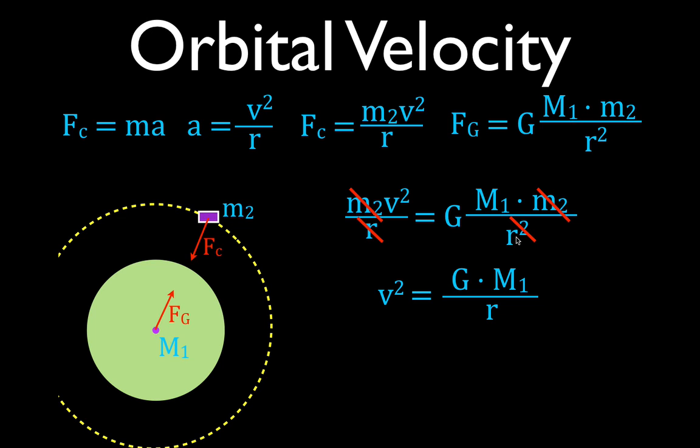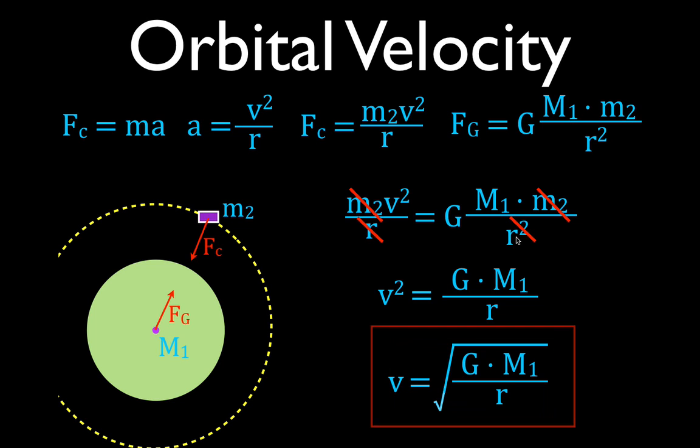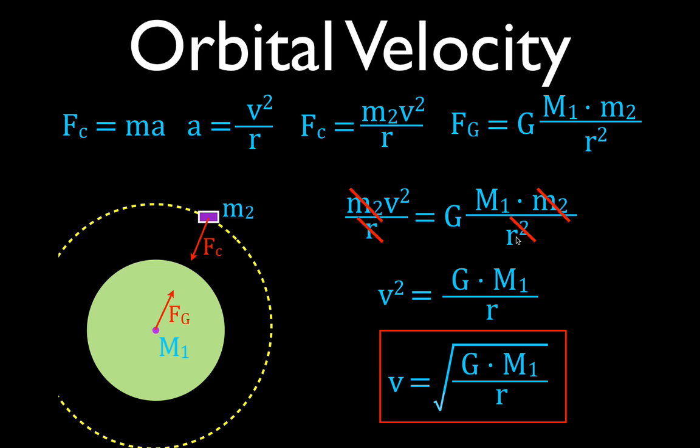Now we don't want v squared, we want v, so we're going to take the square root. We get v is equal to the square root of G times m1 divided by r. This is the equation we use to calculate the orbital velocity of an object.